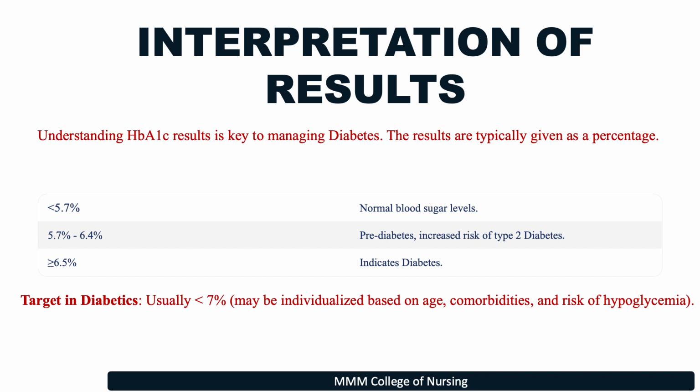Now, let's look at the interpretation of HbA1c results. It is a key to managing diabetes. The results are typically given as a percentage. Less than 5.7% indicates normal blood sugar levels. If the value falls between 5.7% to 6.4%, it indicates prediabetes and that there is increased risk of developing type 2 diabetes mellitus. When the value is more than or equal to 6.5%, it indicates that the person has diabetes. The target in diabetics is usually less than 7%, and it may be individualized based on age, comorbidities, as well as the risk of hypoglycemia.